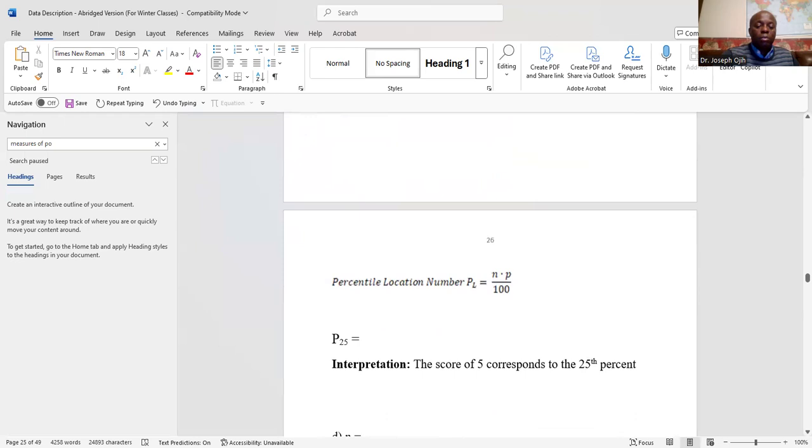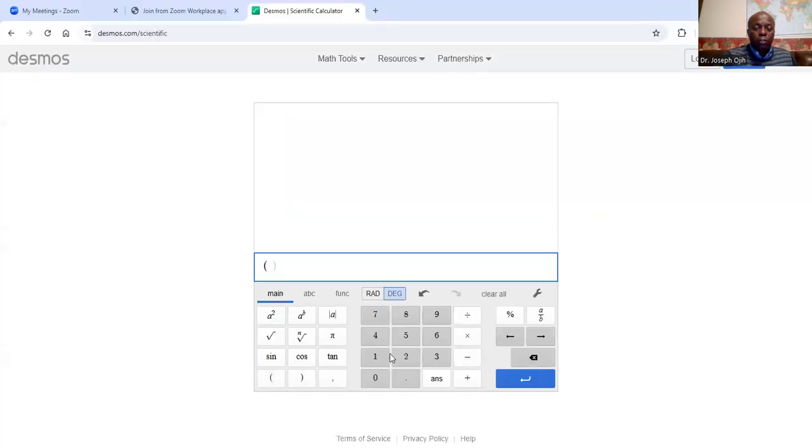Now, let's do it. P25 now becomes 10 times 25 divided by 100. Taking you to the calculator, 10 times 25 divided by 100 gives 2.5.